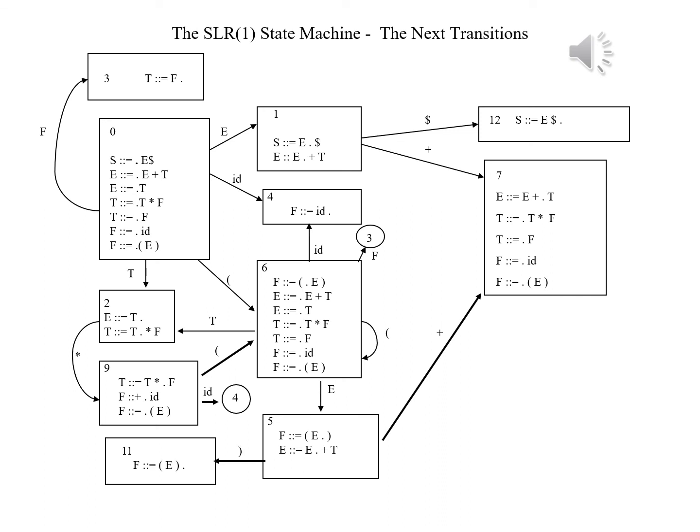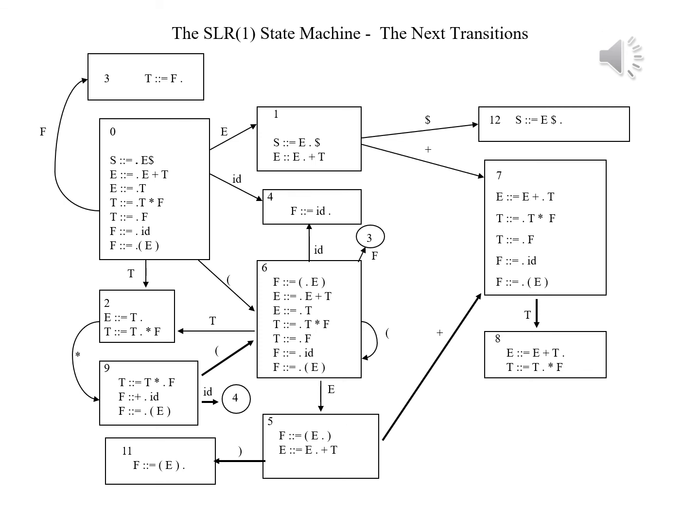We still have another transition from state 5, this time on close parenthesis. So we go from state 5, where we have F derives open paren E dot close parenthesis, to F derives open parenthesis E close parenthesis dot, another final state.